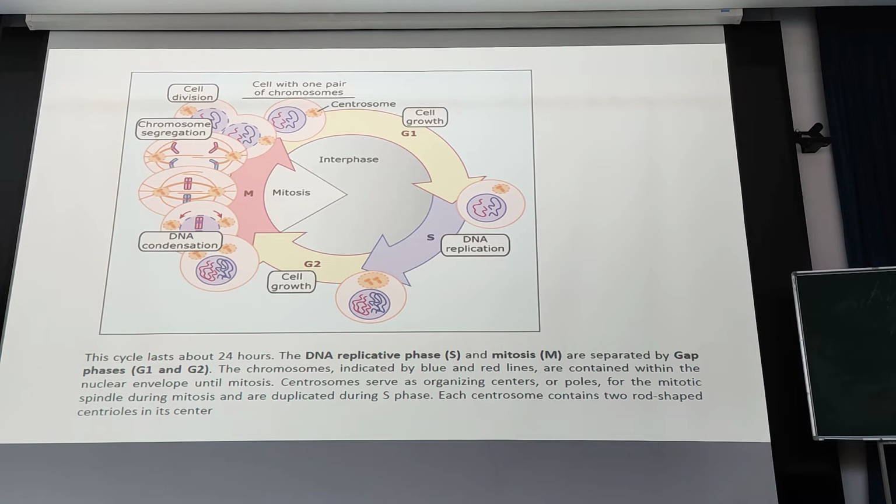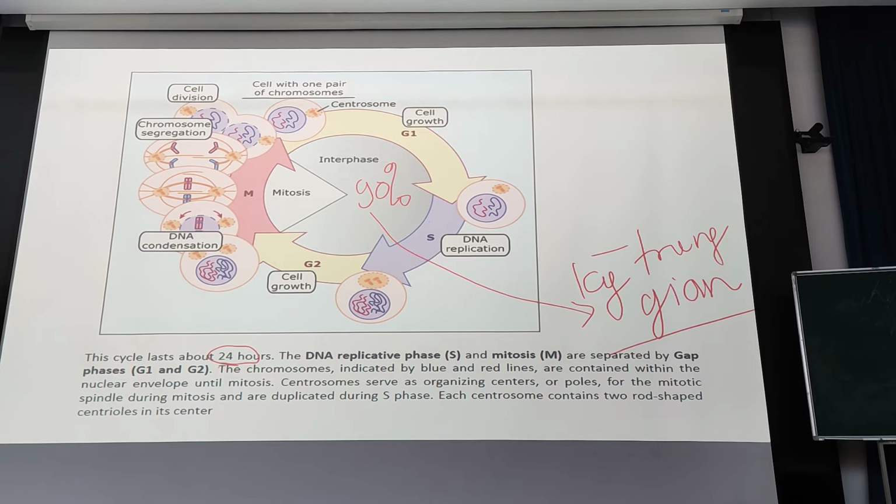What is the cell cycle? We have a life cycle, and this is the cell cycle of cells. The cell cycle of a normal cell lasts for 24 hours, and 90% is the interphase. 95% of the cells is the interphase, and what happens in the interphase?